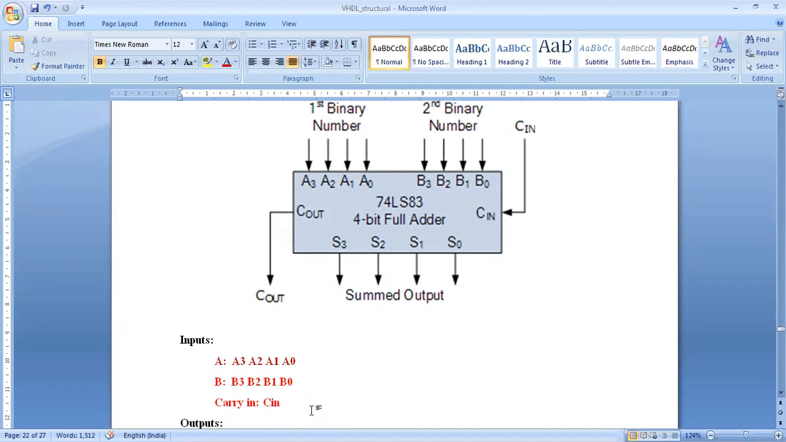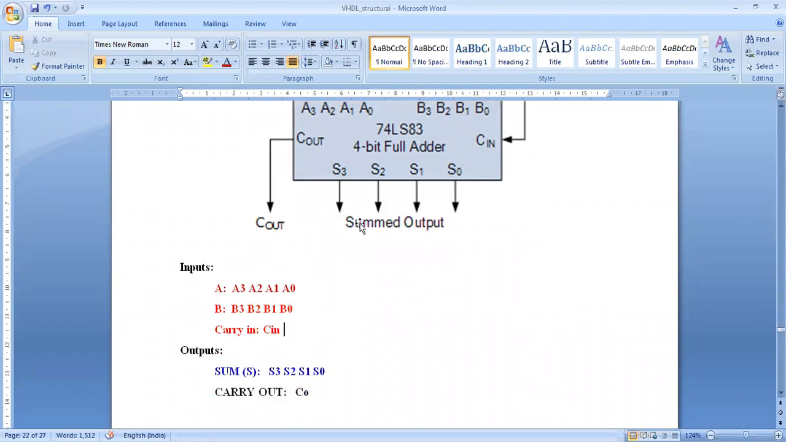So now is it clear? Inputs. And now what are the outputs here? The outputs are the sum. Since it is a 4-bit adder, it produces the sum as 4 bits. So S0, S1, S2, S3 are the sum outputs, and you have a carry output C0.